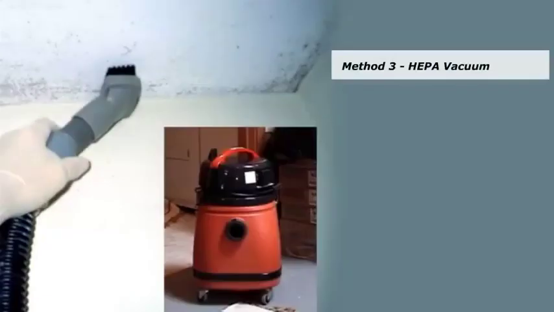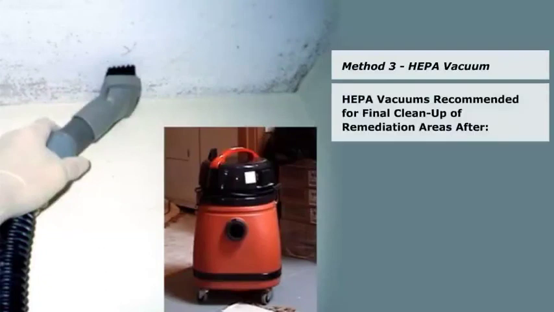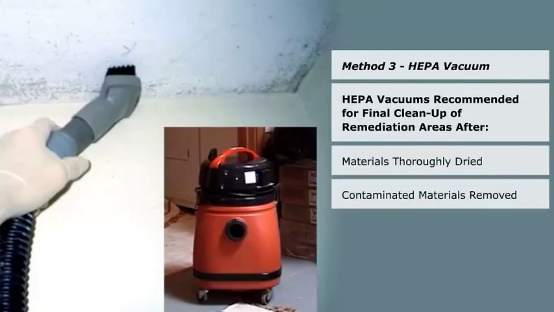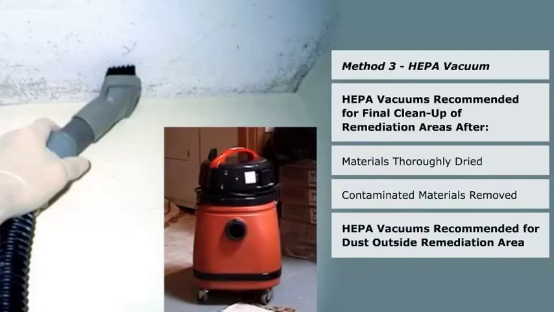Method 3. HEPA vacuum. High-efficiency particulate air, or HEPA, vacuums are recommended for the final cleanup of remediation areas after materials have been thoroughly dried and contaminated materials have been removed. HEPA vacuums are also recommended for cleaning up dust that has settled outside the remediation area.